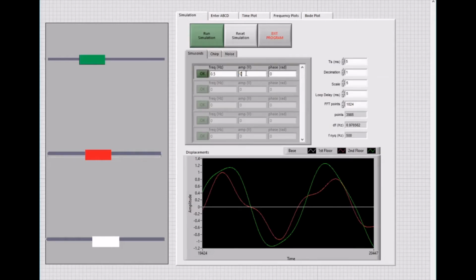And for the amplitude, what kind of amplitude would you like to put in? This is actually in meters or centimeters or millimeters. So I actually want to put in 1. Okay, so I want the base to move plus or minus 1. Let's see if it works.